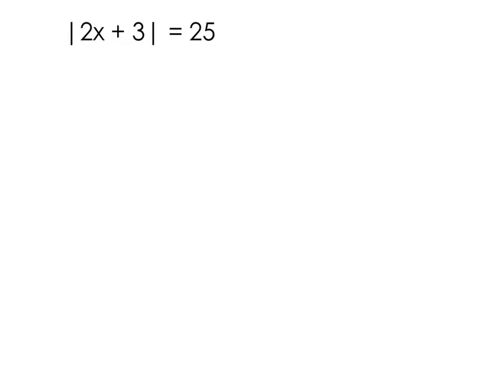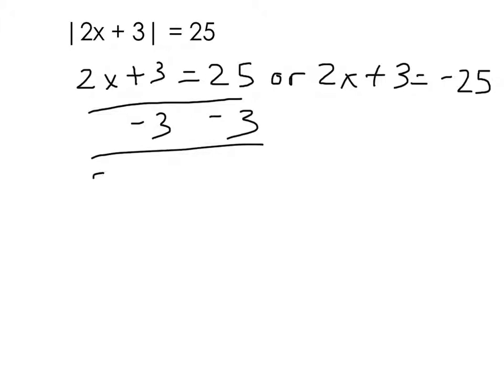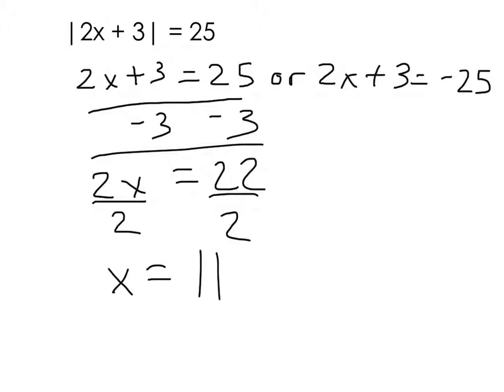Let's solve this equation. We have the absolute value of 2x plus 3 equals 25. So either 2x plus 3 equals 25, or 2x plus 3 equals negative 25. Let's solve both of these equations. This first equation, how should we solve it? We need to isolate the x term. That gives us 2x equals 22. What next? Divide by 2. X equals 11.